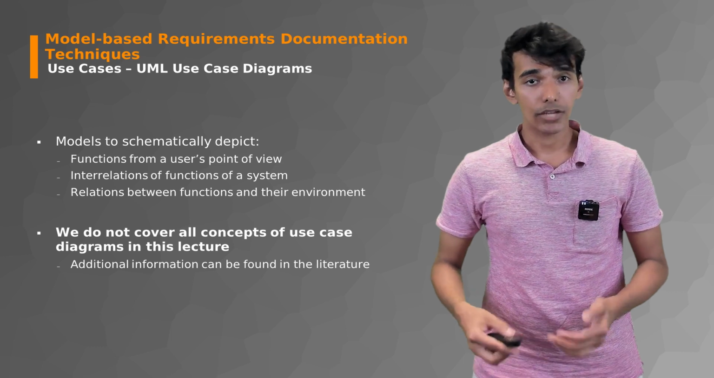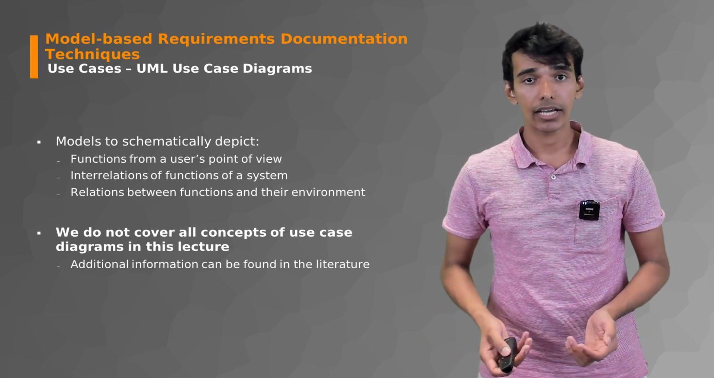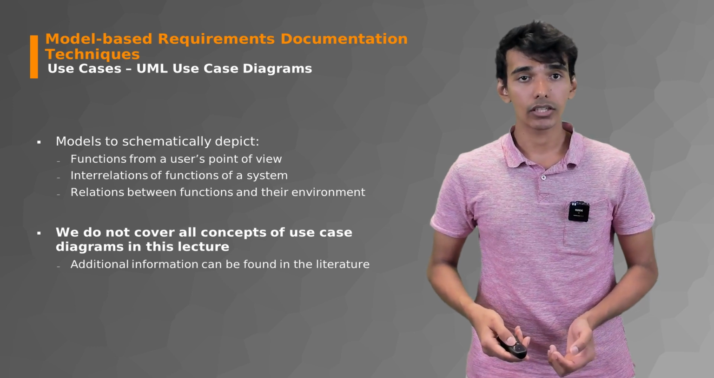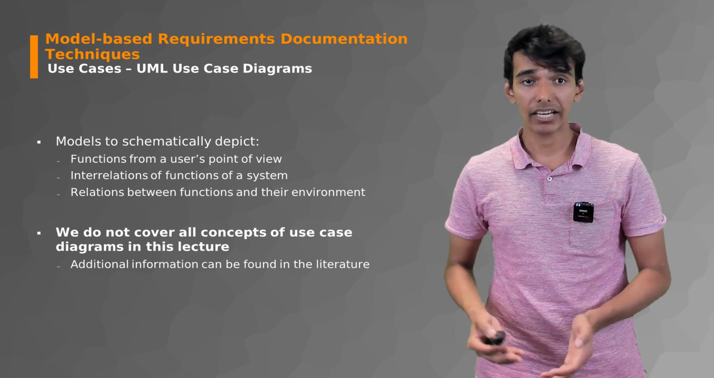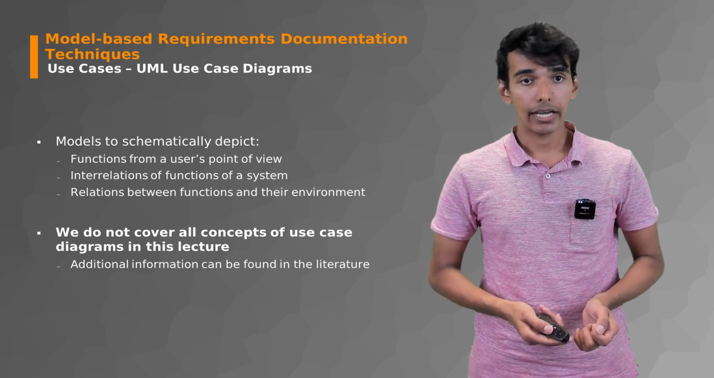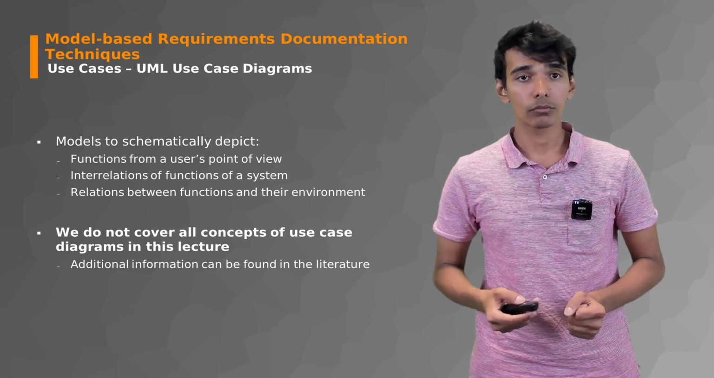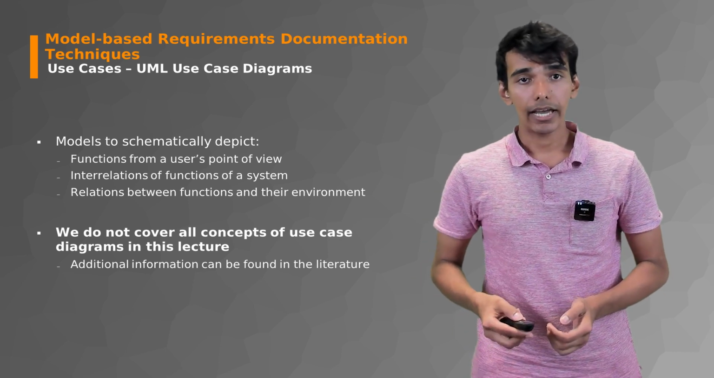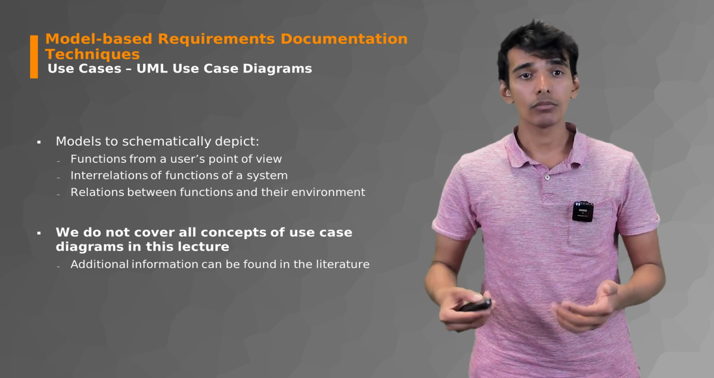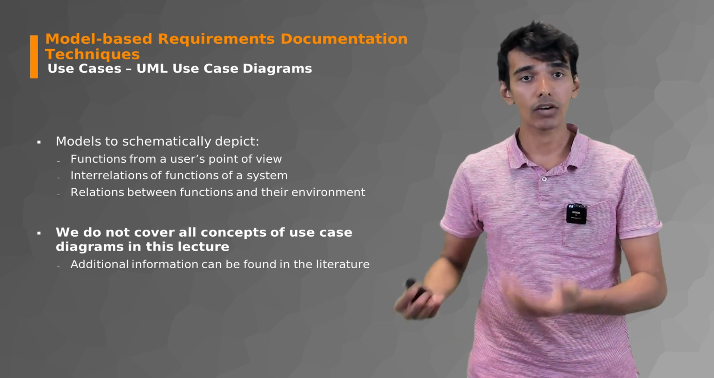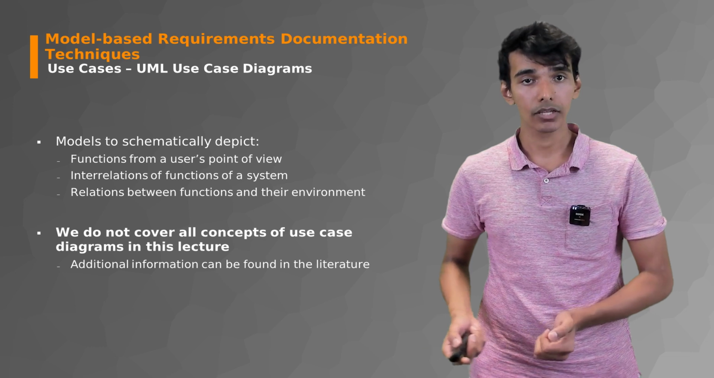So as you might know, UML already has a specification for making use case diagrams. So these are models to schematically depict functions from a user's point of view. And these are usually modeled in terms of interrelations of different functions of a system. And the general model basically gives the relations between the functions and the environment in which these functions operate.